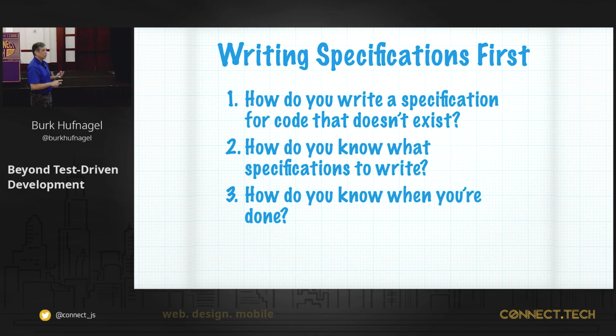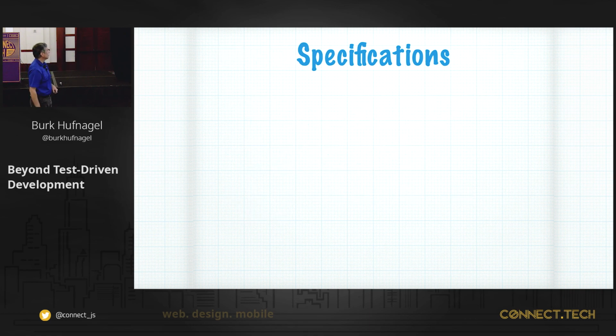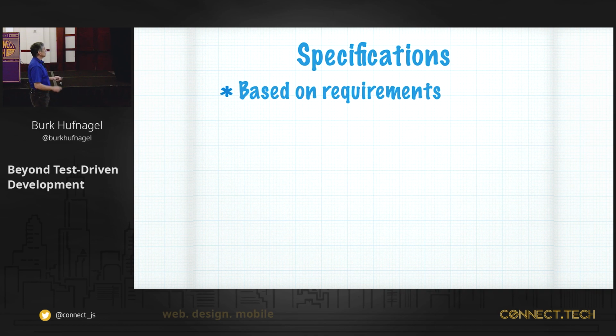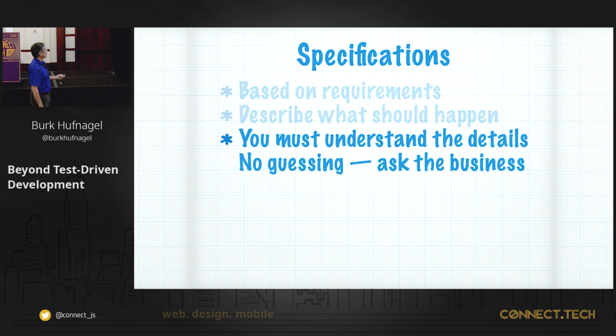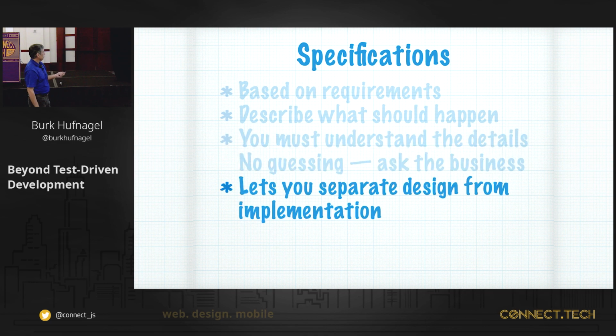So we know how to write specifications. We know which ones we need to write, and we know when we're done, when all the requirements are met. So that sounds really easy, right? Way better than dealing with that whole testing. The problem is we think about test and we think of this is how it has to be, but it doesn't, because with specifications, once again, based on requirements, describe what should happen, no guessing, and separate the implementation. We talked about all that.